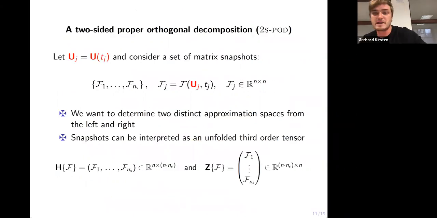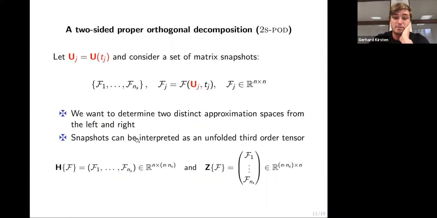So first we look now at a two-sided proper orthogonal decomposition. This time we consider a set of matrix snapshots, F evaluated at Uj, where Uj is U of Tj, and Tj is denoted by Fj. Each of these has size n by n, and we collect a set of them. We use these snapshots to determine a space on the left and on the right, which approximates well the space of all the snapshots.